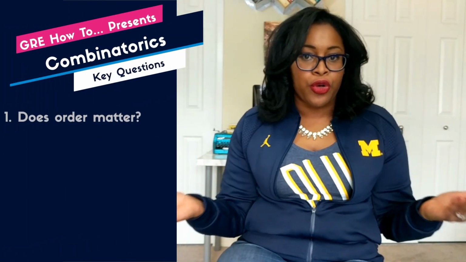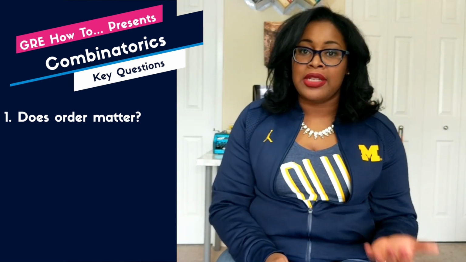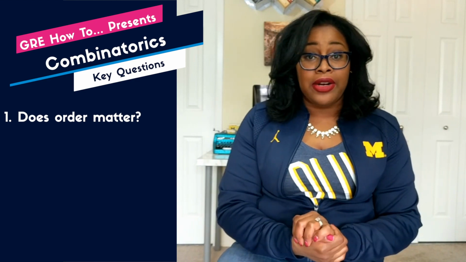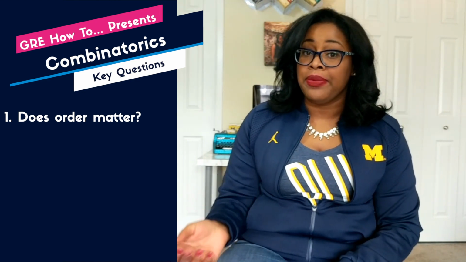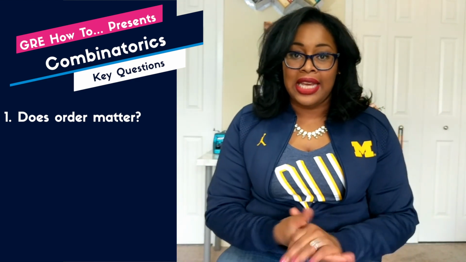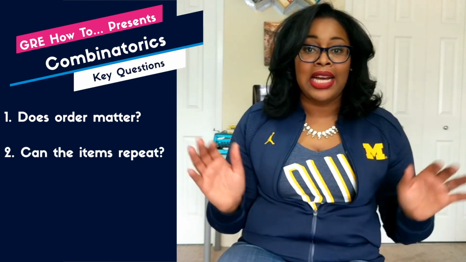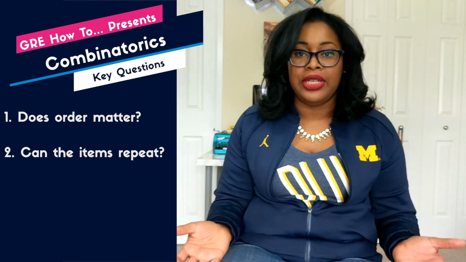So when we're practicing for these kinds of questions in the GRE, there are two questions I always want you to ask yourself when you're trying to identify and solve the kinds of problems. First, does order matter? If order matters, then you know it's a permutation. If order doesn't matter, then you know it's a combination. The second question to ask is, can the choices repeat? Because if they can, that completely changes the calculation that you need to make.